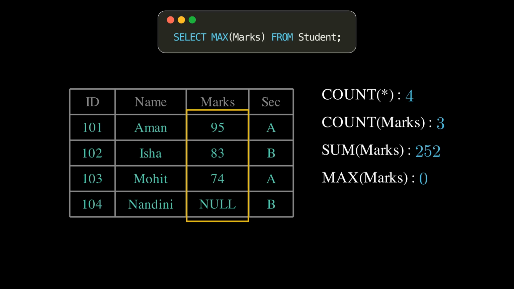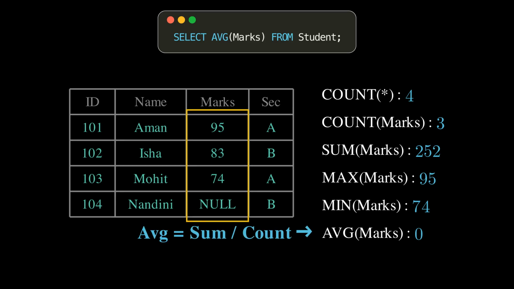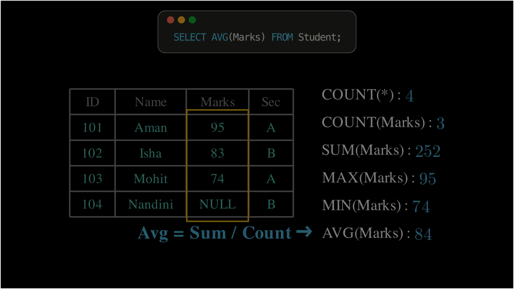MAX returns the maximum value of the selected column. Similarly, MIN returns the minimum, and AVG returns the average value, which is sum divided by count. Now, knowing these functions ensures your first 5 marks for the board exam.